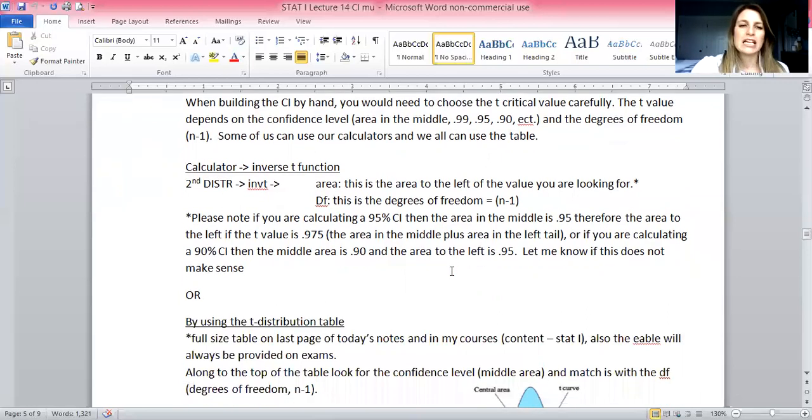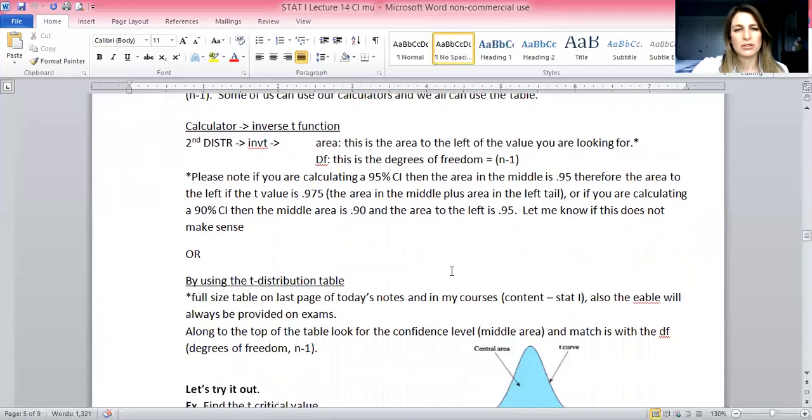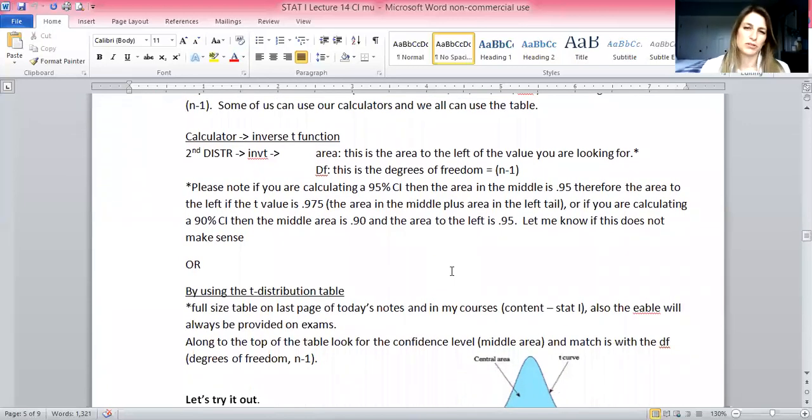So if you're looking at your calculator, you're going to look for inverse T, which is in the second distribution. All you have to know is that you need to put in the area to the left, right? Our calculator always knows area to the left and degrees of freedom, because that is what my curve depends on. So I just want to make a note that if you're calculating a 95% CI, the area to the left of my T value is not 95. 95 is in the middle. So it's the middle plus the area to the left on that left tail. So it's actually 0.975 that I'm going to plug in there. You're always plugging in a decimal into the calculator.